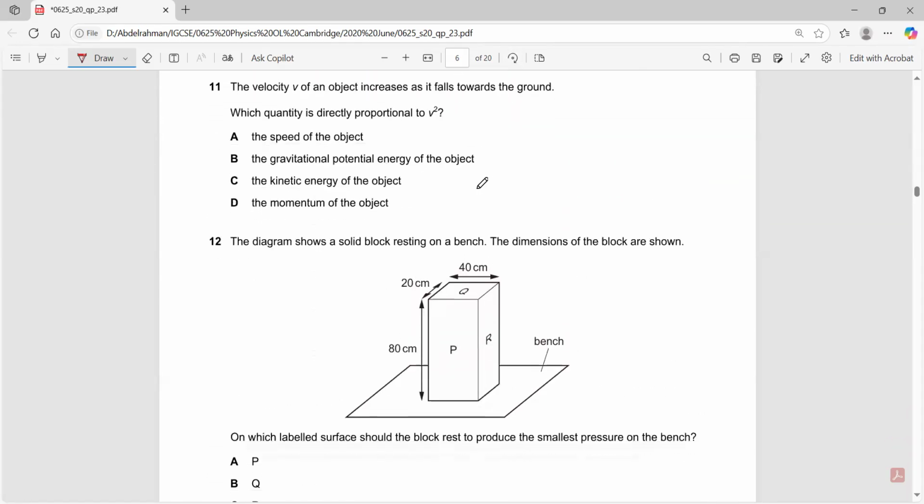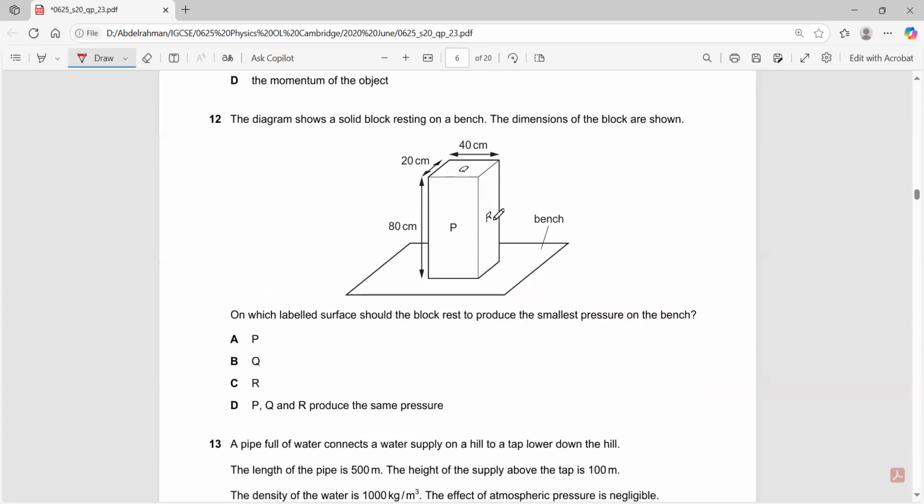The velocity v of an object increases as it falls down towards the ground. Which quantity is directly proportional to v squared? v squared would be the kinetic energy of the object. On which labeled surface should the block rest to produce the smallest pressure? So you want the largest area, which would be P, because it's 40 times 80.